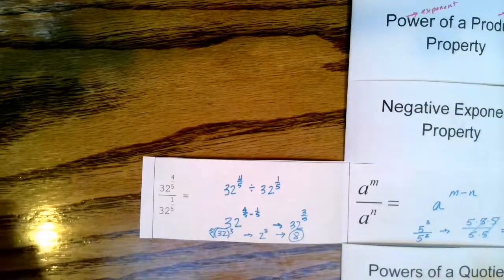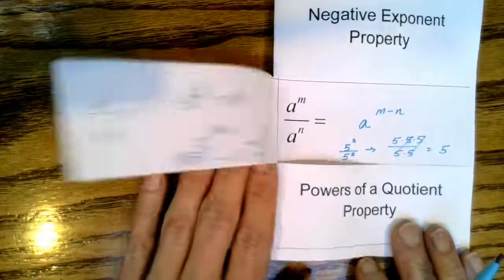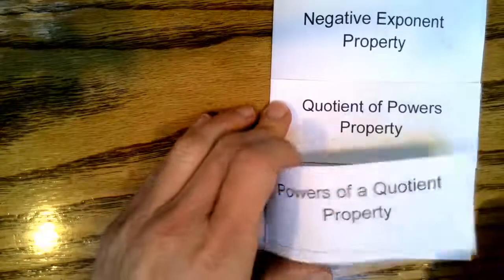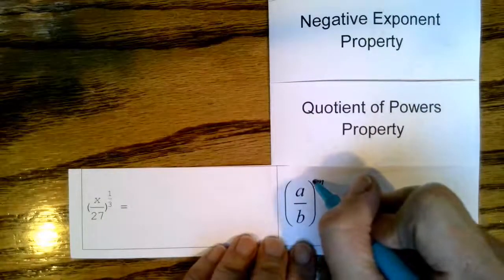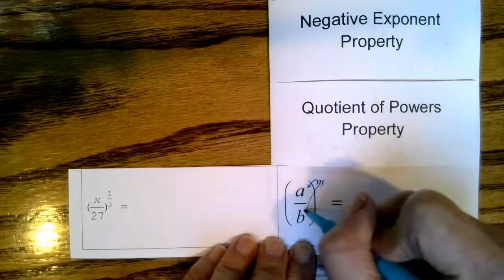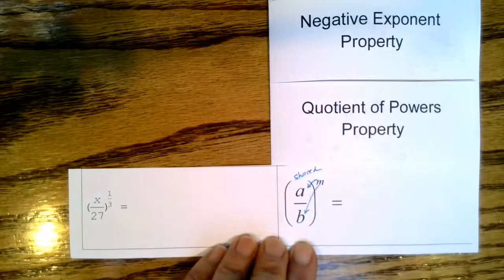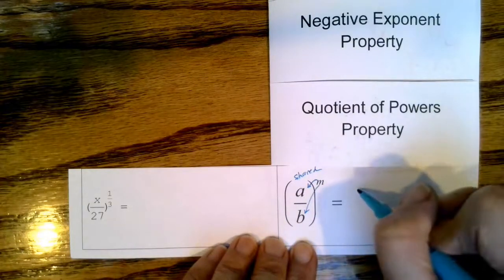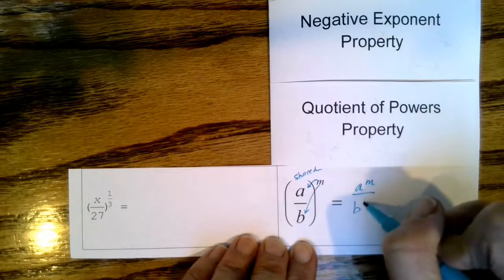All right. For our last one, we have the powers of a quotient property. And the power of a quotient property is going to be, again, that idea of sharing. This exponent is going to be shared to both my numerator and my denominator, giving me a to the m over b to the m.